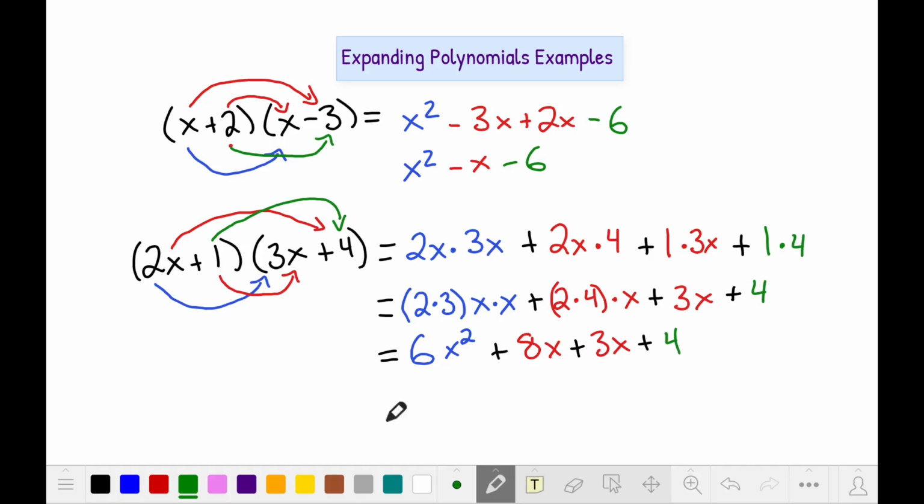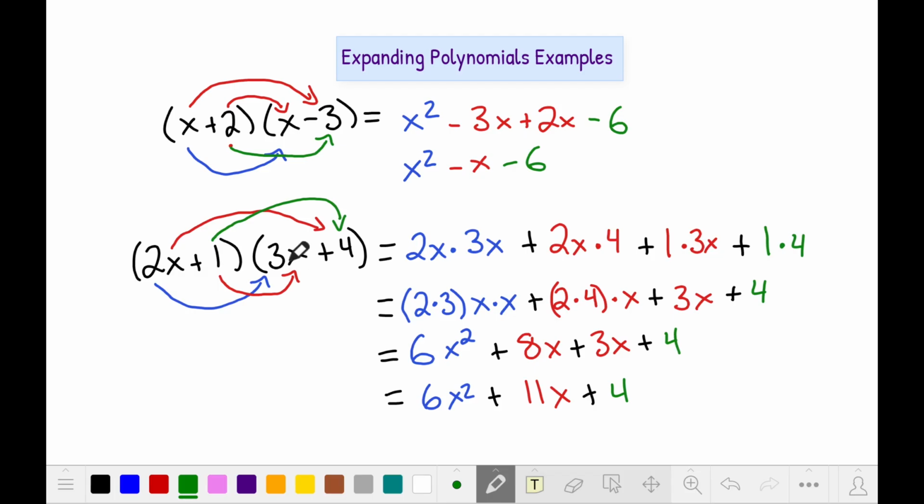plus the 4. And then we can start to combine the terms, and then we're going to get 6x squared plus 8x plus 3x is 11x, plus the green term, which is 4. So even though the second polynomial here looked more complicated and involved more work than the top one, the structure is still the same. We still have a single blue term, which is the 2x terms multiplying each other.